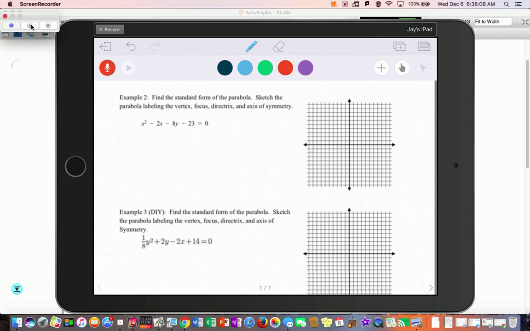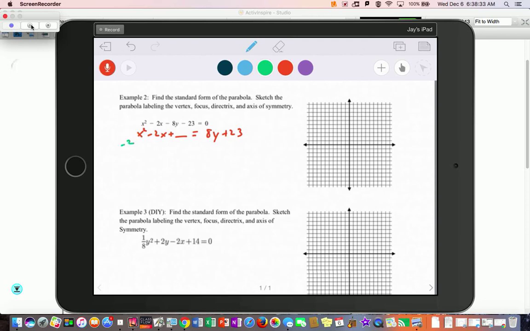All right, so let's try another one. x is being squared, so we're going to leave that on the left. So I'm going to have x squared minus 2x, and I'm going to be adding some new number there. The 8y will go over as a positive, and the 23 will go over as a positive.